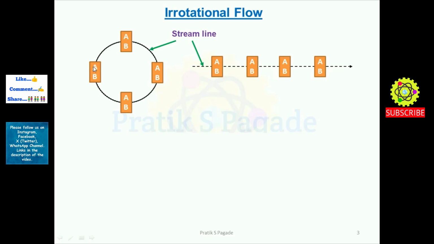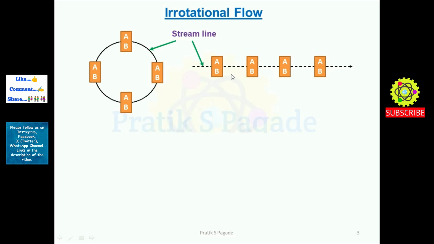As you can see, in the first, second, third and fourth positions, the fluid particle has the same nomenclature, which means it is not rotating about its own axis. So we have seen that the fluid particle is not rotating about its own axis while flowing in the streamline.